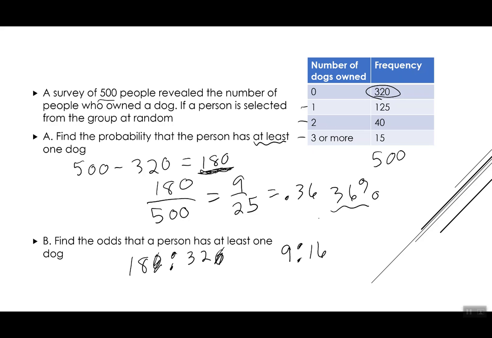Again, we can see that big difference between what a percent looks like to have a probability, even as a fraction, versus the odds need to look different. And you can see that 9 and 16 gives me 25.